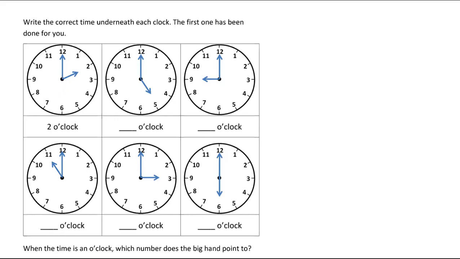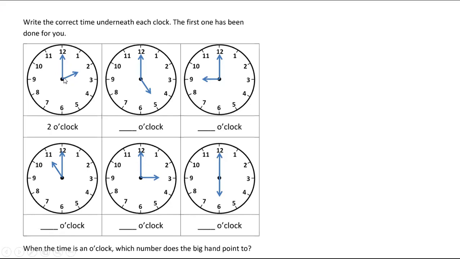So among these two, which is the minutes hand and which is the hours hand? The smallest hand is called the hours hand, and the biggest hand is called the minutes hand. Nothing but the longest hand is called the minutes hand and the smallest hand is called the hours hand.